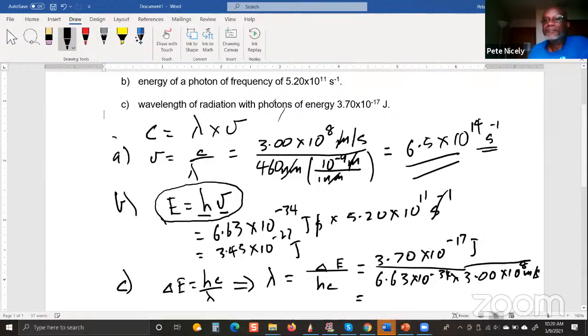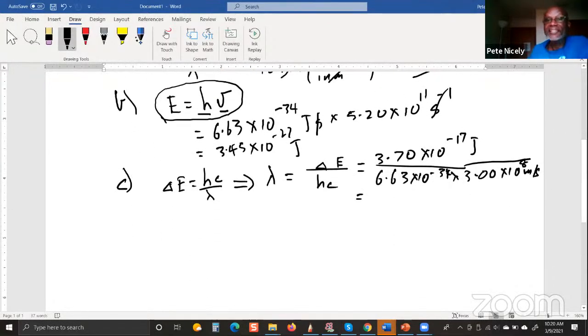And when you work that out, let me see here: 3.70 times 10 to the minus 17 divided by 6.63 times 10 to the minus 34 times 3 times 10 to the 8. According to my calculations, let me do this again. I have a funny feeling I did something wrong. 3.7 times 10 to the minus 17 divided by 6.63 times 10 to the minus 34 times 3 times 10 to the 8. Okay, I was right. Round off to 3 sig figs.